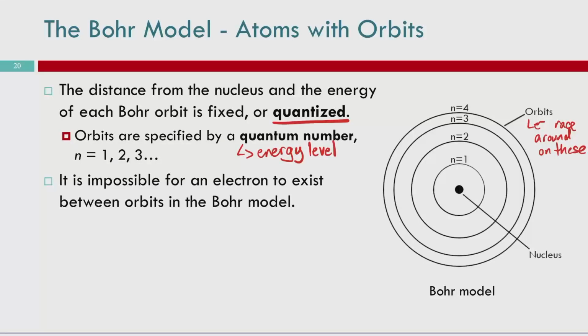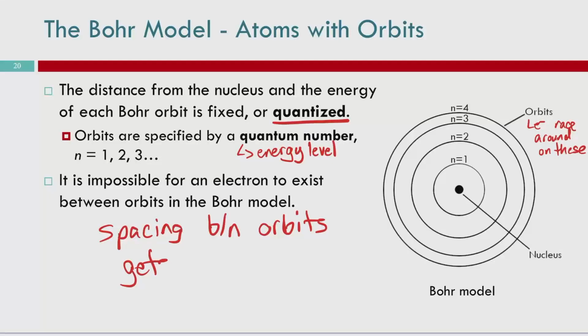Another thing that I'd like to point out is that the distance from the nucleus to n equals 1 should be the biggest distance. N1 to n2 looks about the same. That's just my fault for making this that way. And then n2 to n equals 3 is a smaller distance, and it gets smaller when you go up one more, and it keeps getting smaller and smaller and smaller. So the spacing between orbits gets smaller as n increases.